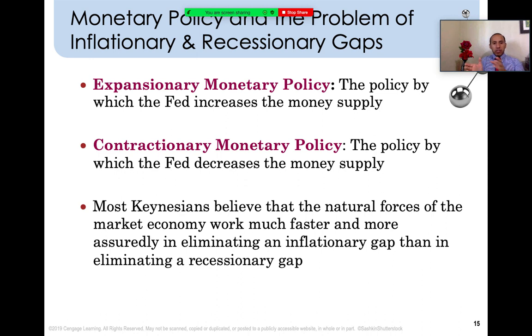Now, most economists and most Keynesians believe that the natural forces of the market economy work much faster and surely in eliminating any inflation gaps and eliminating recessionary gaps, when we're looking at times when the market can find itself in trouble. However, the natural forces sometimes need some stimulus from the banking system, the Federal Reserve, or the government itself, because it could take a long time.